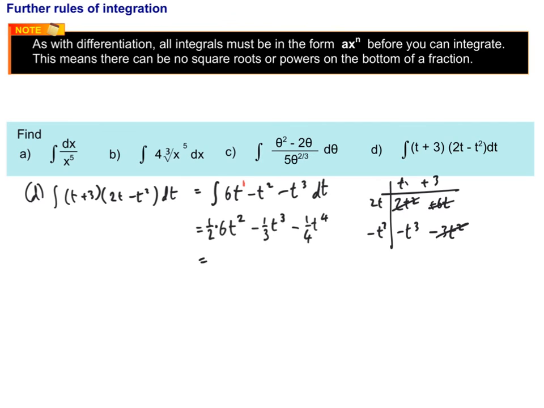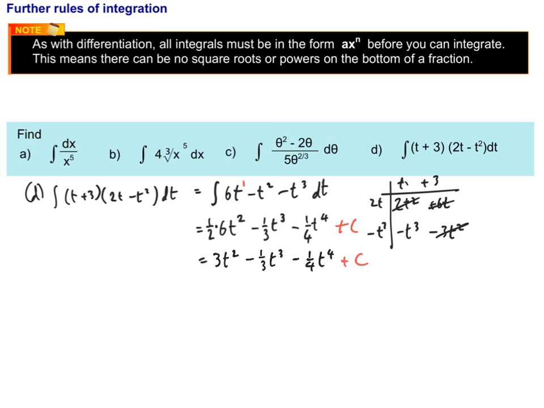Just check if I can tidy up. Well, I've got a half of 6. That little dot there, that is just another way of writing a multiplication symbol. You often see that when you've got quite messy statements like this. So half of 6 is 3, so I'll have 3t squared minus a third of t cubed minus a quarter of t to the 4, and you should hopefully be shouting at the screen, plus c. So I forgot my plus c in the line above, and I've remembered to put it in there. Okay, so be very careful with that.